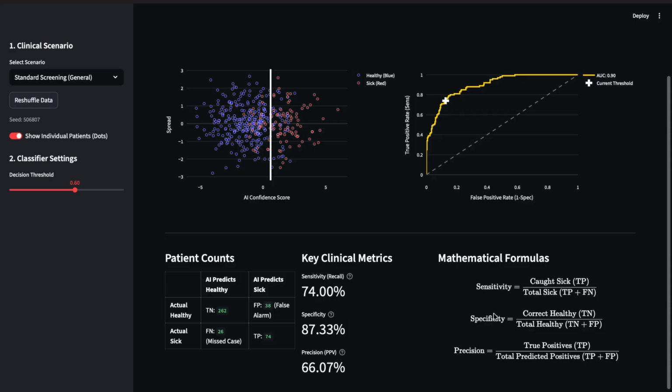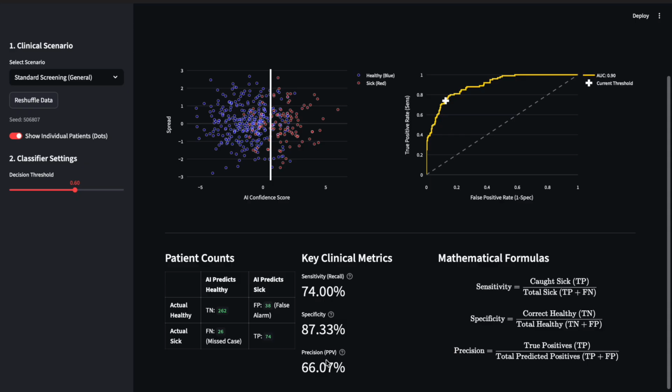Specificity is the opposite thing. So correct healthy. So how many blue dots on the left? How many we said will be healthy, will not be hospitalized, divided by the total number of healthy. So blue that we correctly detected divided by the total number of blue patients, blue dots. So this is how specific our model is, how often it makes a mistake. And obviously the higher the better.